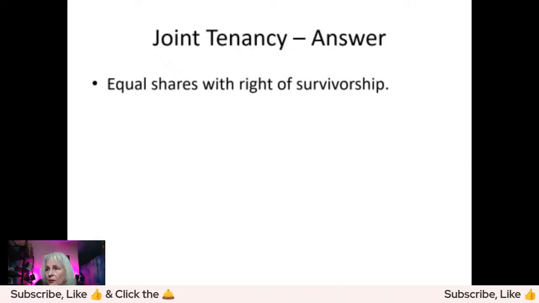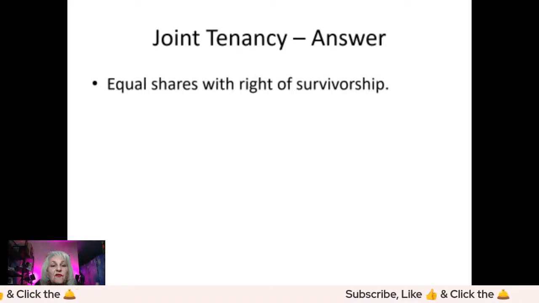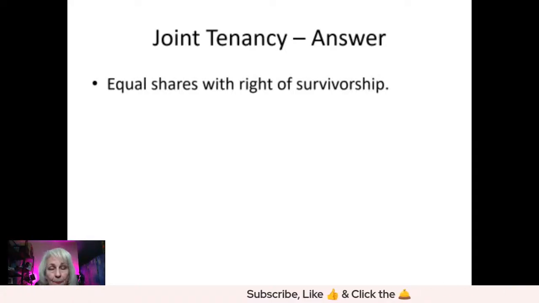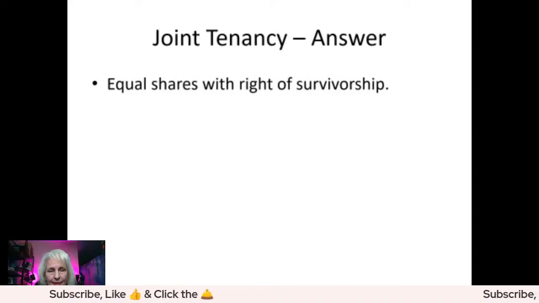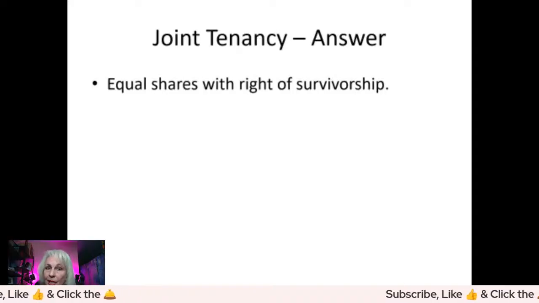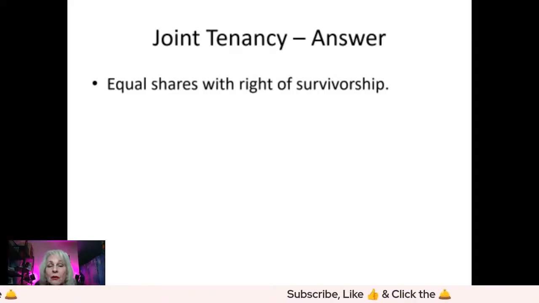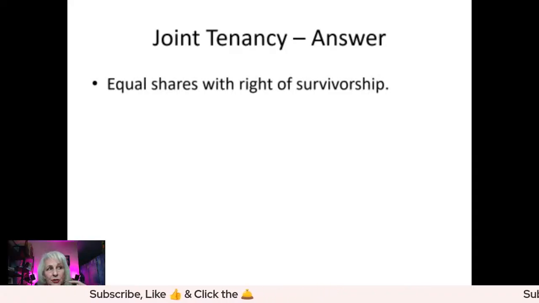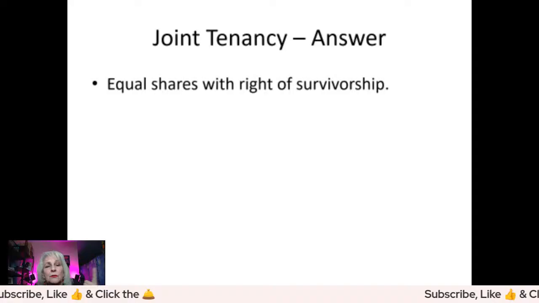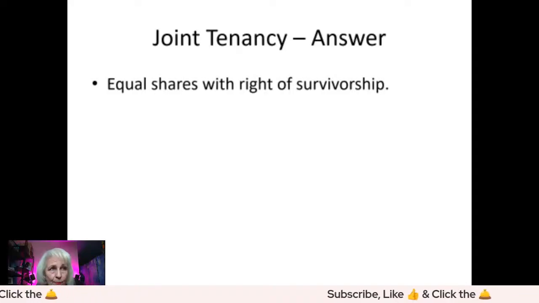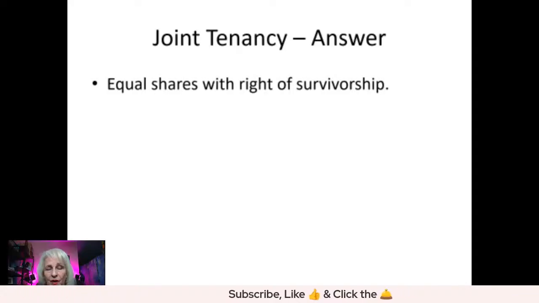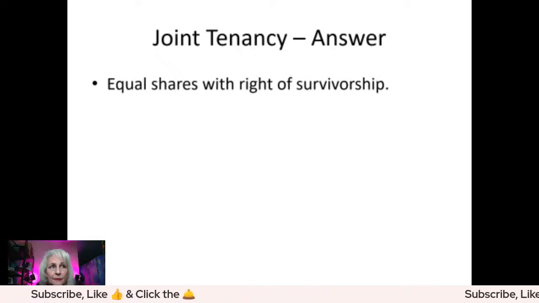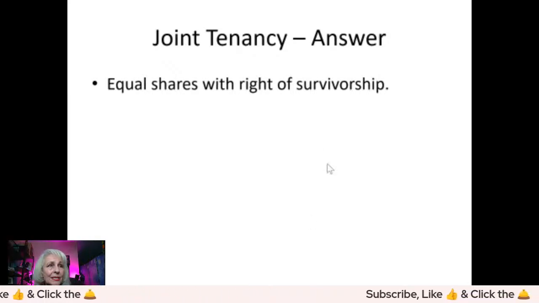And they all have full usage of the property. They have full enjoyment, full possession, not just the 25% that they own. They have full possession of the entire property. So it has to meet those 4 conditions: equal shares, purchased at the same time at the same title company, a right of survivorship, and full possession, 100% possession. So that is joint tenancy.